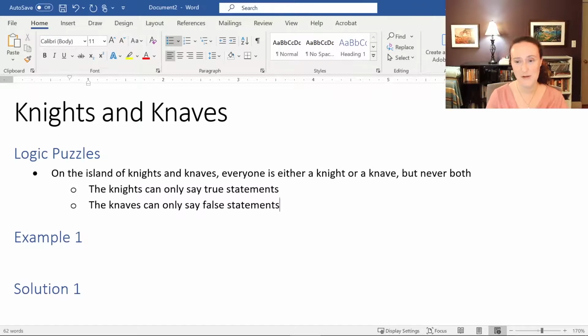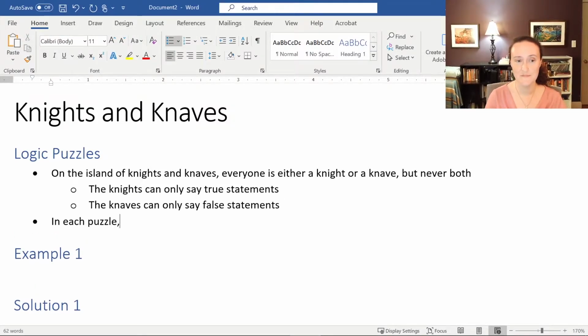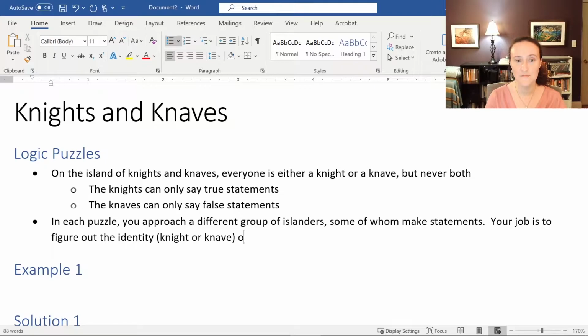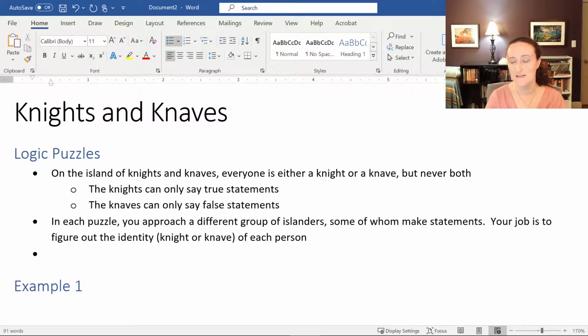Okay, so the object of the puzzle is, in each puzzle you're going to approach a different group of islanders, and some of them are going to make statements to you. So your job is to figure out the identity, whether they're a knight or knave, of every person in the group. So just to be clear, there's no predetermined number of knights and knaves in any group. They could be all knights, all knaves, some knights, some knaves. It really doesn't matter. They could be anything.